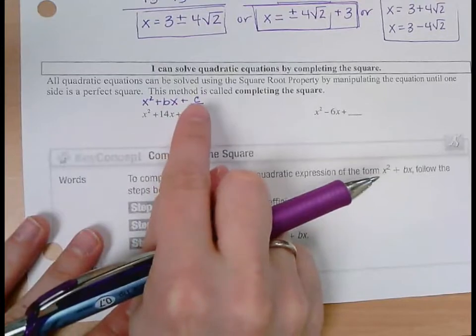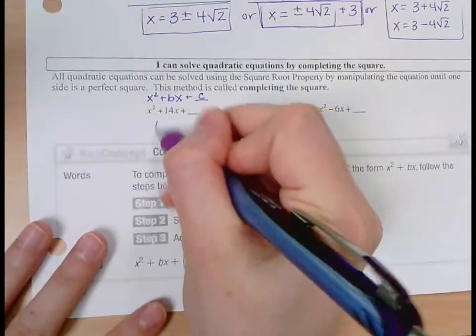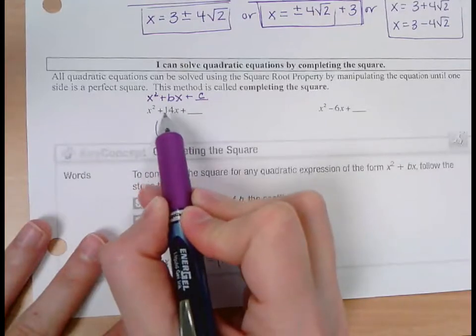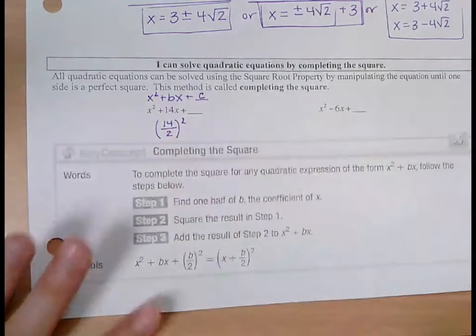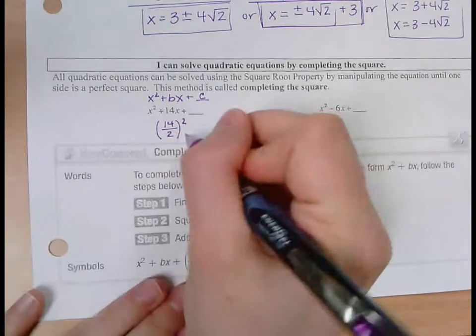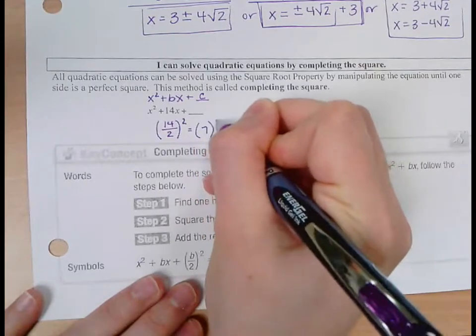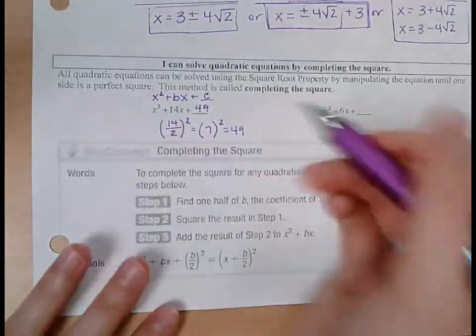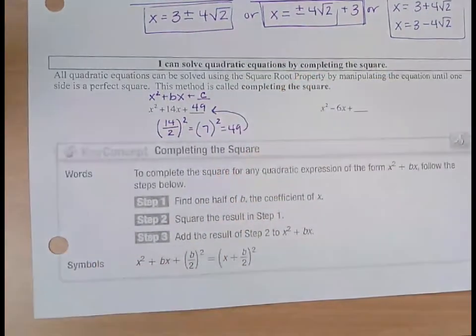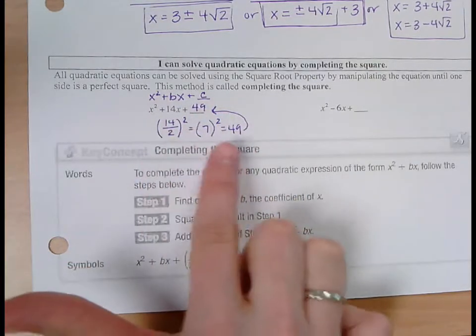So to find the value of c that should go there, there's a method to do it. You start out and you take your b value, which in this case is 14. You divide it by 2, and you square it. So 14 divided by 2 is 7. 7 squared is 49. So this c value that makes it a perfect square trinomial is 49. And if you look back at example 1, that is the trinomial that we had, x squared plus 14x plus 49. Okay, so you're going to be going through that process. That is called completing the square.